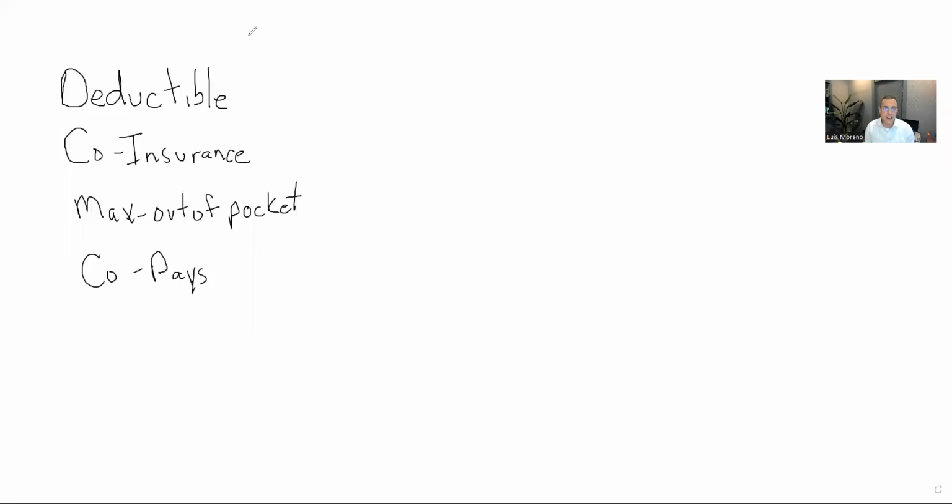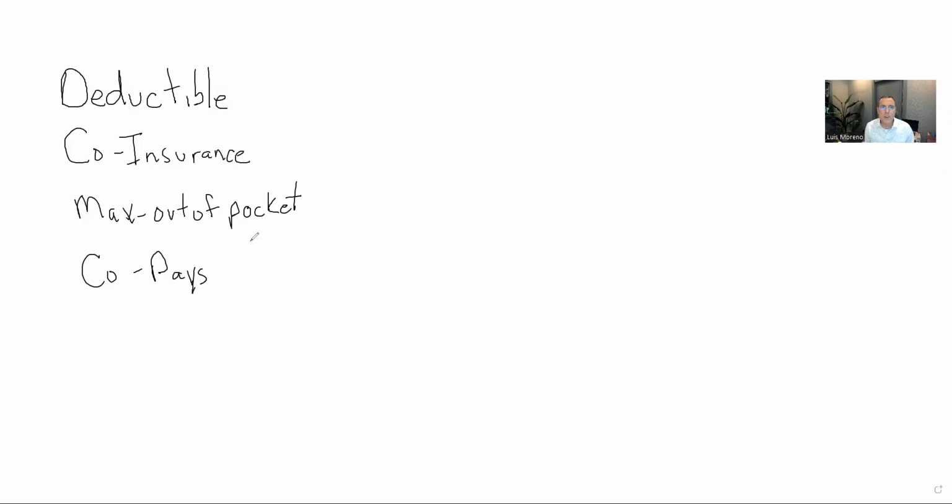All right, so with that, these are the 4 terms that I think every agent needs to know and have a very, very good understanding of. You need to know what the deductible is. You need to know what coinsurance is. You need to know what the maximum out of pocket is. And you need to know what the copays mean. Because your insureds may not have a very good understanding of it. So you need to know exactly how to explain what these are.